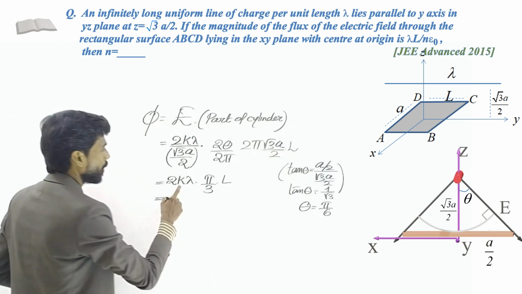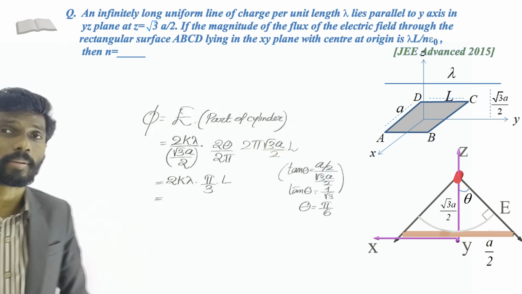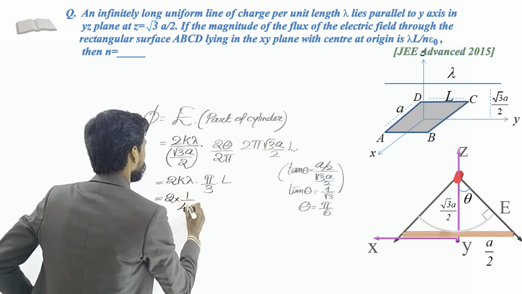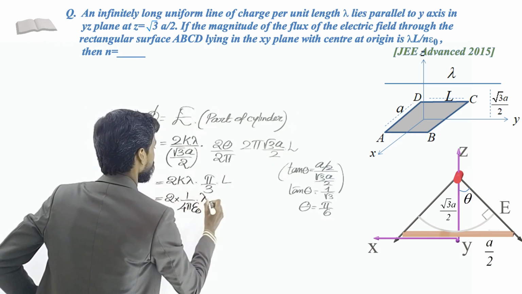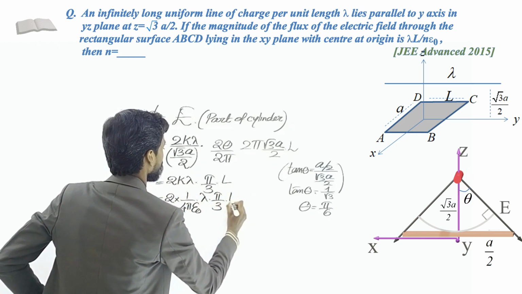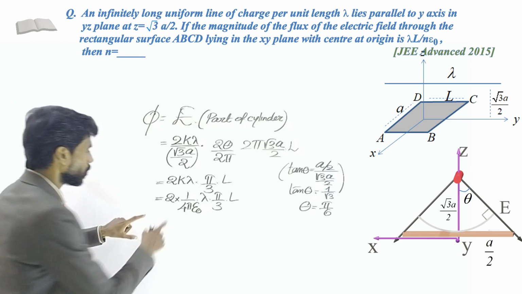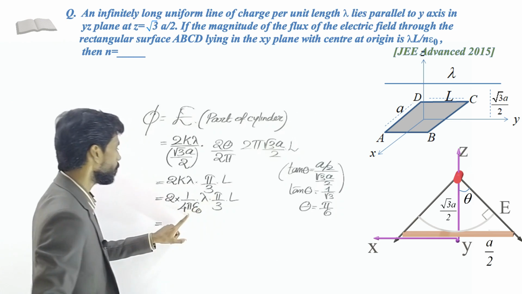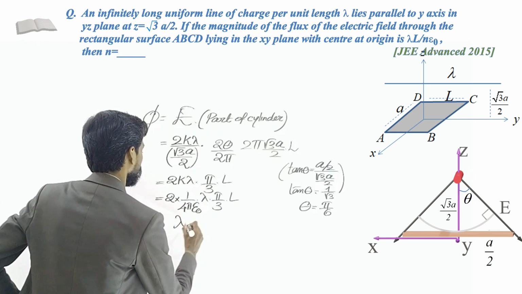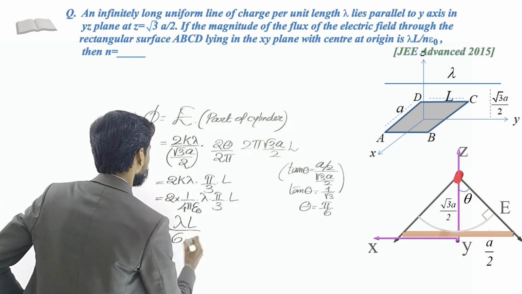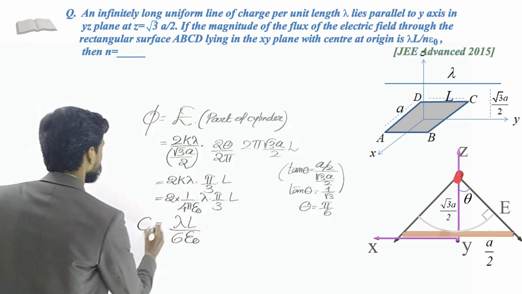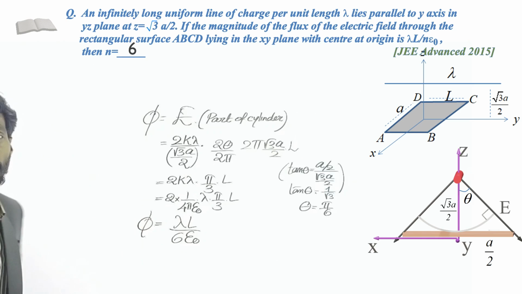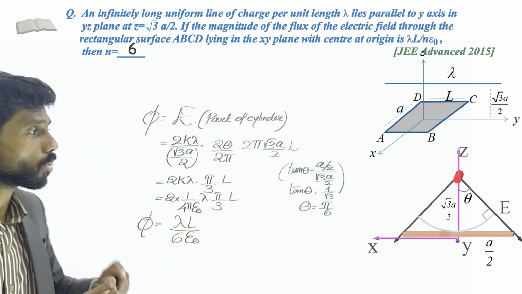Now again substitute the value of k, that is 1 by 4 pi epsilon 0. So that will become 2 multiplied by 1 by 4 pi epsilon 0 lambda, multiplied by pi by 3 multiplied by L. If you simplify this further, 2 times 3 is 6, this pi gets cancelled, and we get lambda L divided by 6 epsilon 0. So this is the required electric flux. That is the answer: lambda L divided by 6 epsilon 0 is the electric flux through that surface.